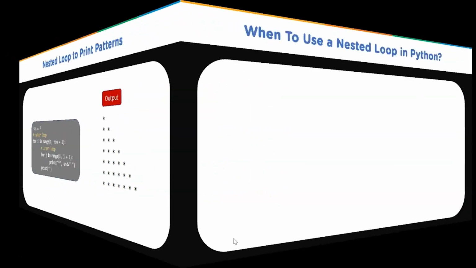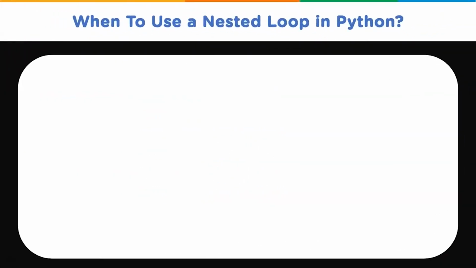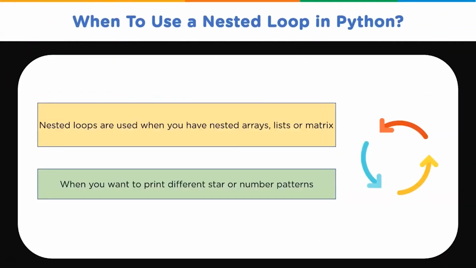Now let's see when you should use a nested loop in Python. So nested loops are mostly used to work with multi-dimensional data structures, such as printing 2-dimensional arrays, iterating a list that contains a nested list, etc. You can use Python nested loops to print different star or number patterns as well. Now let's head to our Jupyter notebook to do some practical hands-on demonstrations to understand nested loops in Python better.